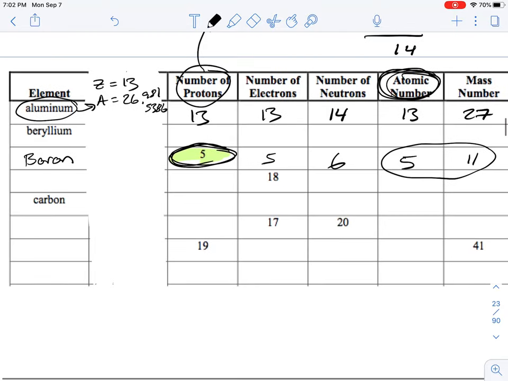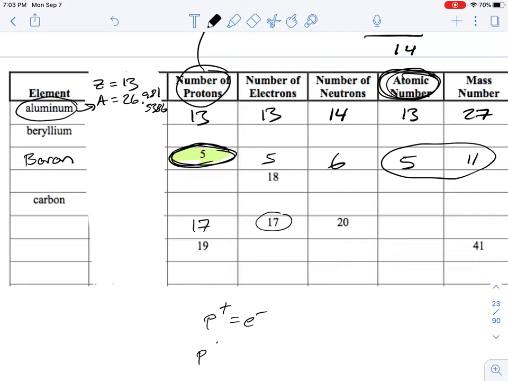And so in an electrically neutral element, the number of protons equals the number of electrons. So if I have 17 here, I have 17 here. And remember, the number of protons equals the atomic number.